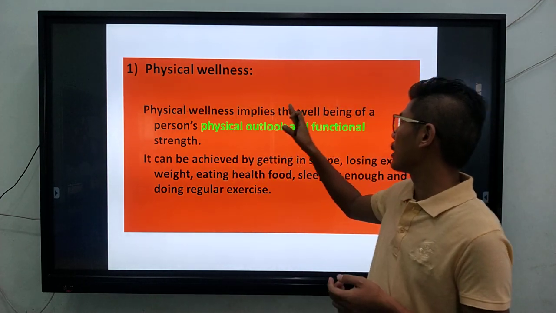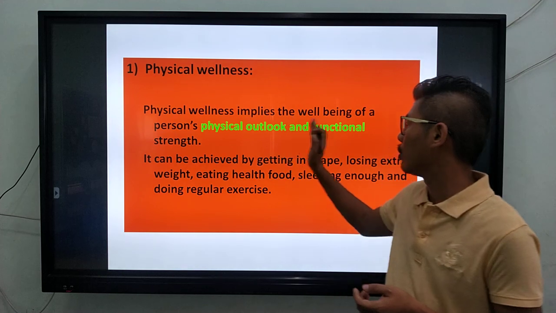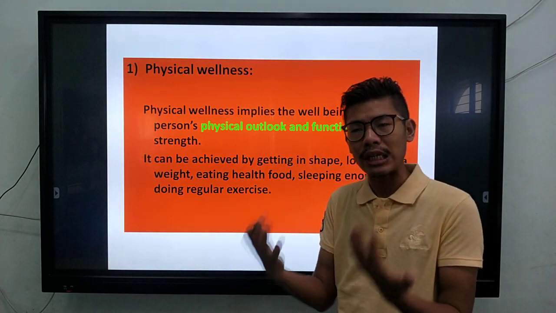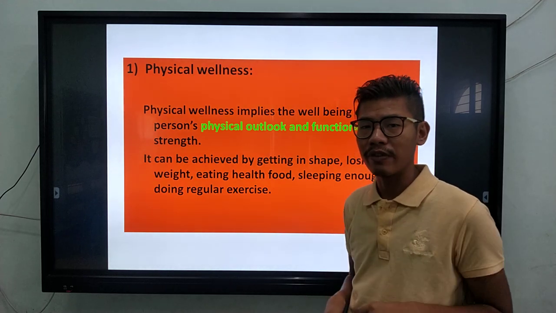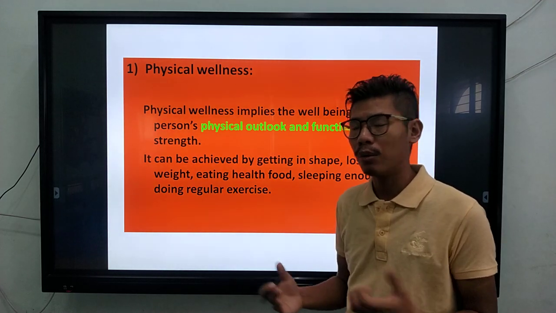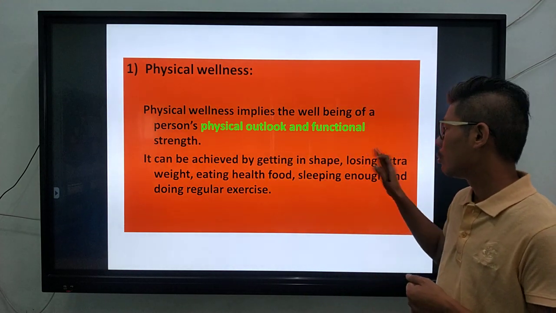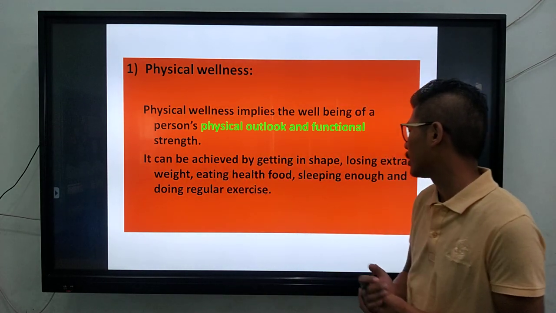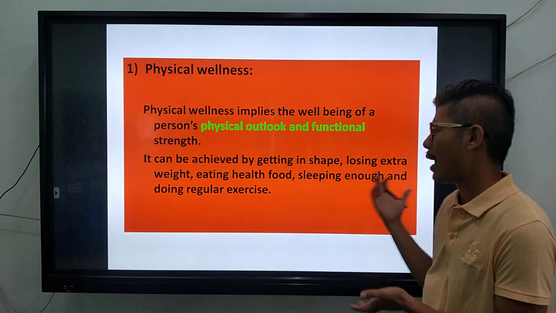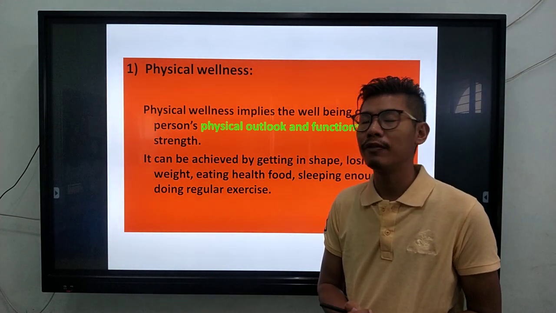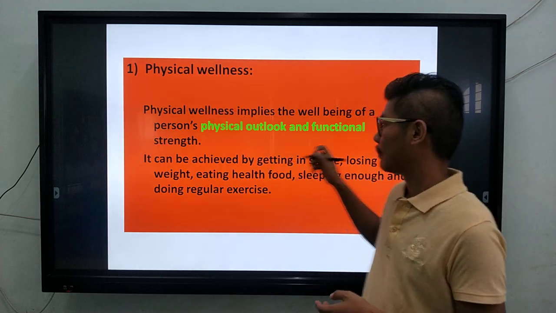Physical wellness implies the well-being of a person's physical outlook and functional strength. Not only physical outlook, but how your body is functioning internally, all the functioning. That is very important for you to have a sound life or happy life. It can be achieved by getting in shape, losing extra weight, eating healthy food, sleeping enough, and doing regular exercise. These are some of the methods or techniques by which you can improve your health conditions.